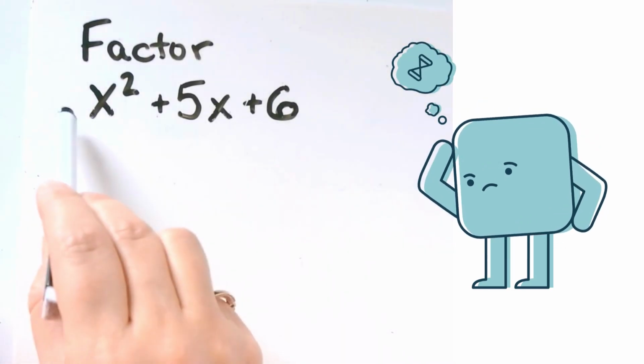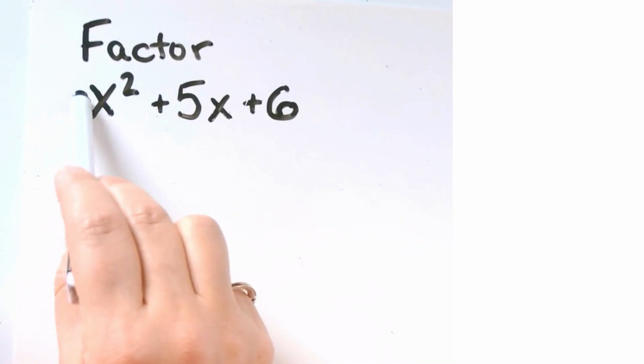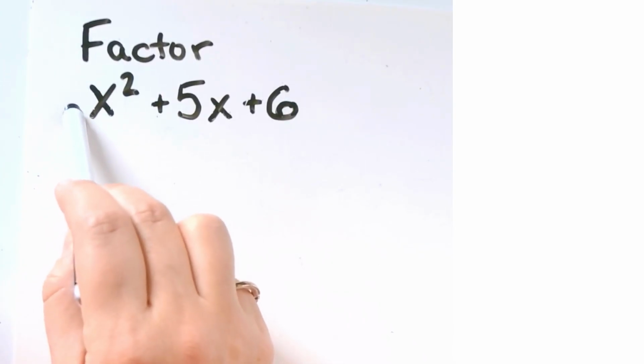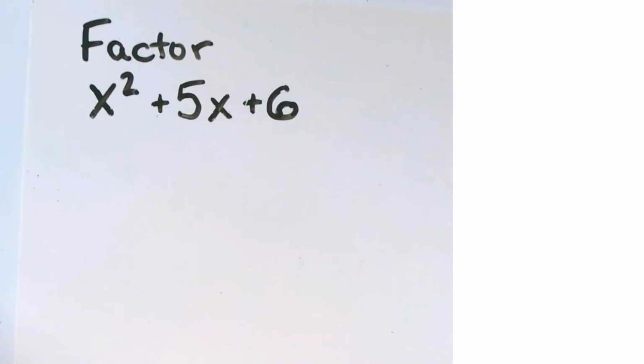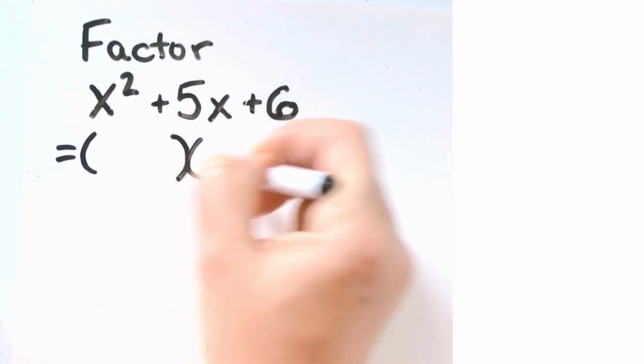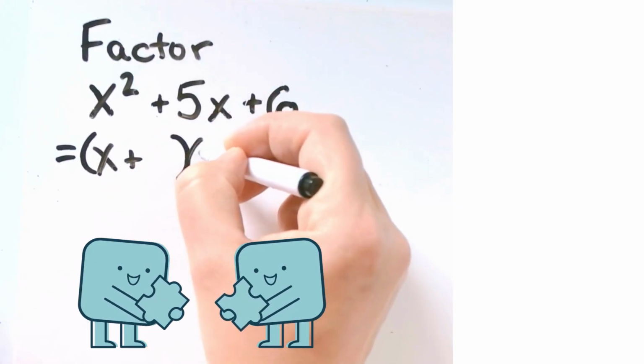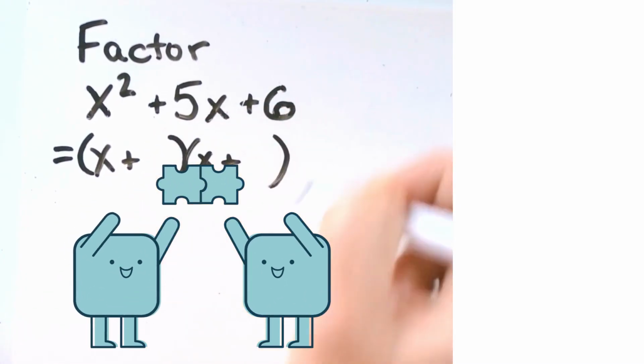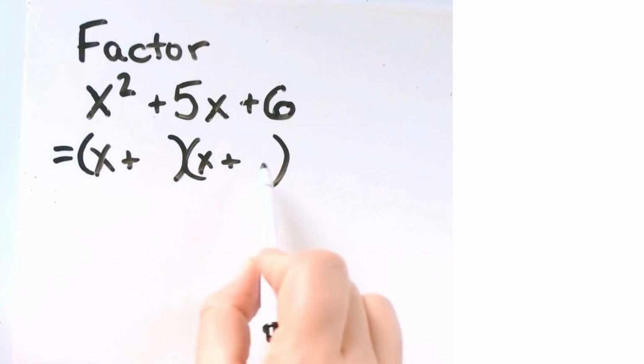A simple trinomial has an a value of 1, so that means you will not see a number in front of the x squared. And what is factoring? Factoring, when it comes to quadratics, is writing it in factored form, which looks like this: x plus something times x plus something else in brackets. So what is that plus something?